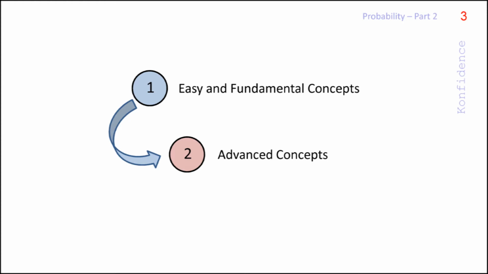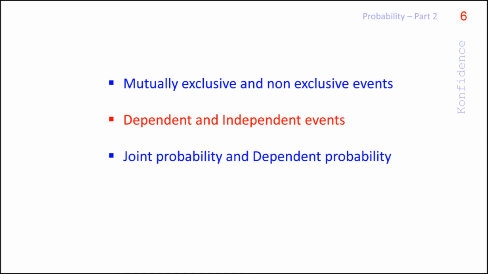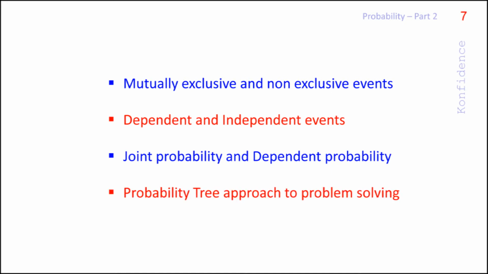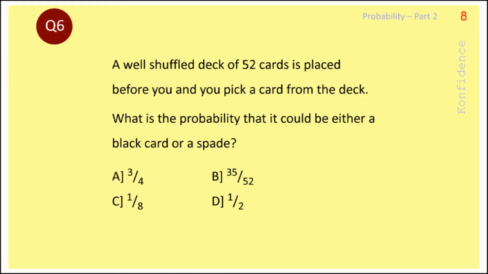Through this discussion, we shall learn about mutually exclusive and non-exclusive events, dependent and independent events, joint and dependent probability, and the tree diagram approach to solving probability questions. Let us start with a question based on playing cards. Refer to question number 6 given.